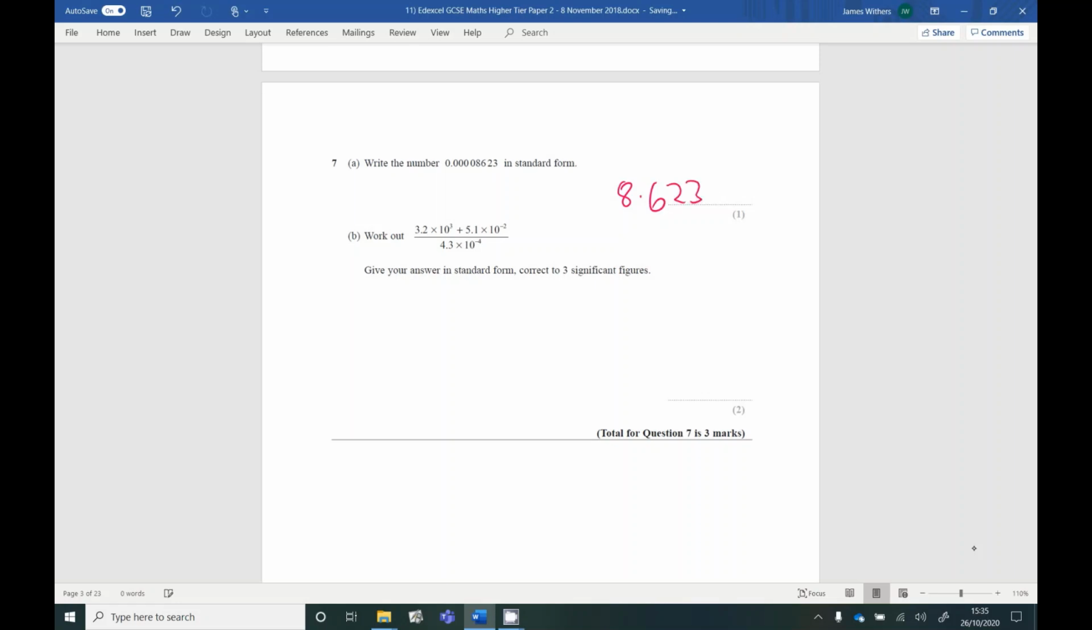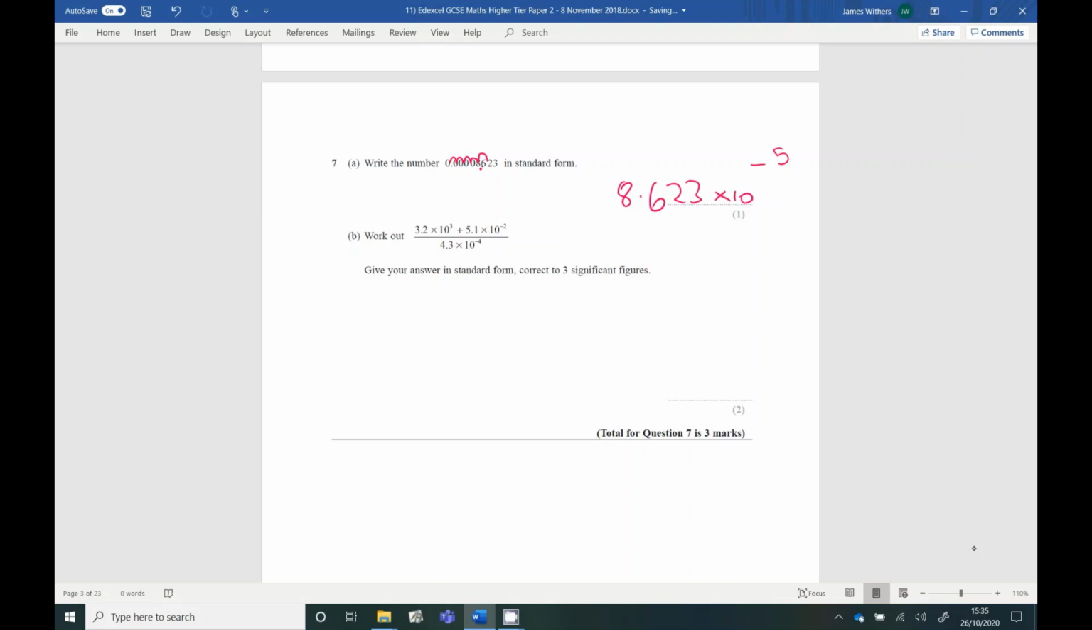so that would be 8.623. Now it's a small number, so the power is going to be negative, and the decimal point is now going to be between the 8 and the 6, having been over here first. So how many hops is that? 1, 2, 3, 4, 5 hops. So that's 8.623 times 10 to the minus 5.